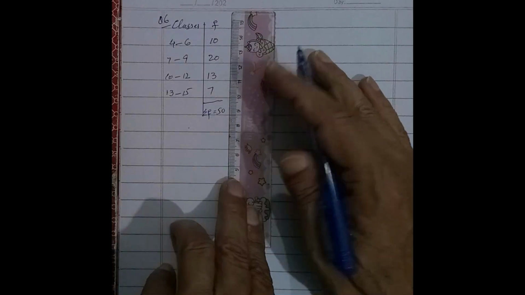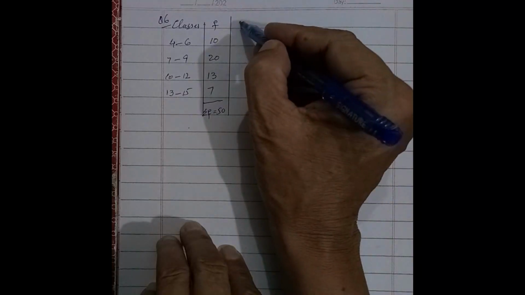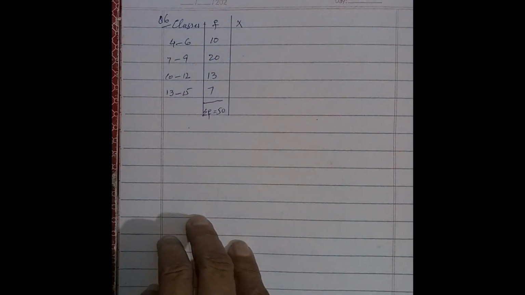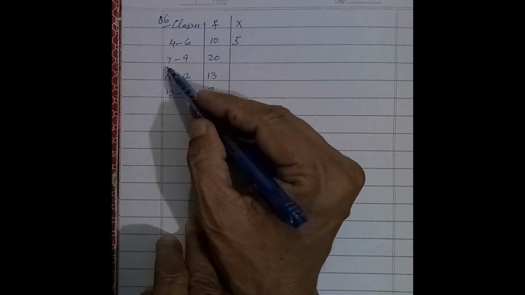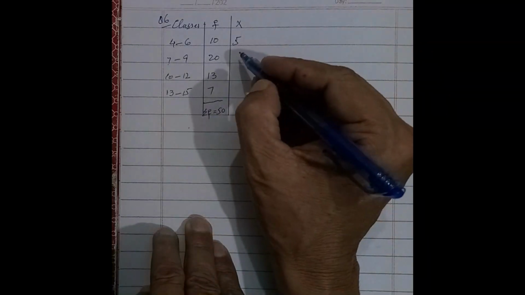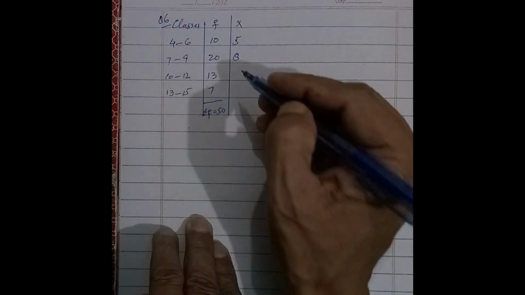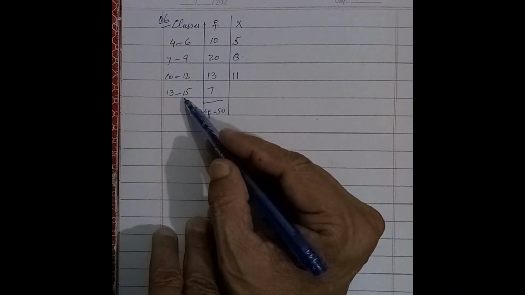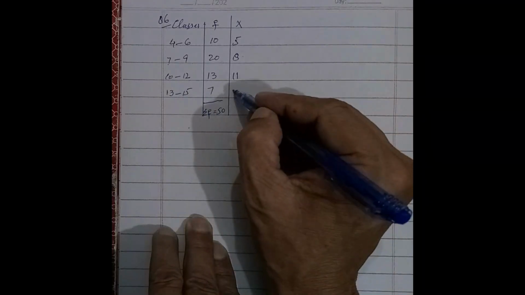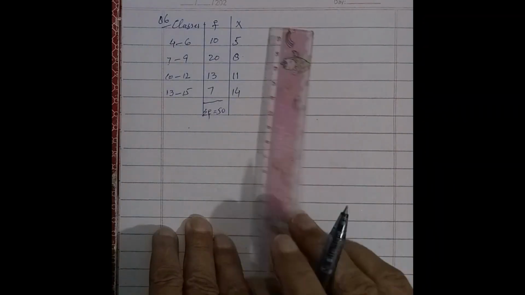Next we take the middle of the age, which is called x. X means the midpoint of the ages. 4 plus 6 is equal to 10, 10 divided by 2 we get 5. 7 plus 9 is 16, 16 divided by 2 is 8. 10 plus 12 is 22, divided by 2 is 11. 13 plus 15 is 28, divided by 2 is 14. This is the value of x.